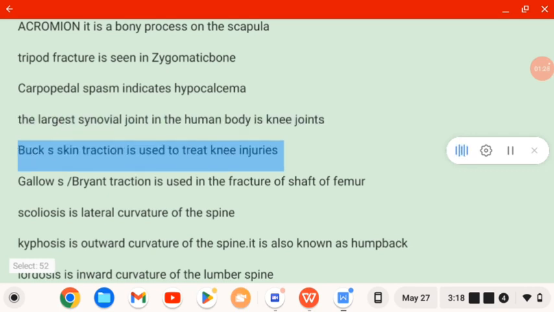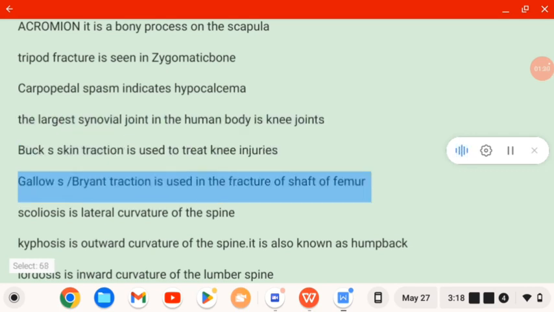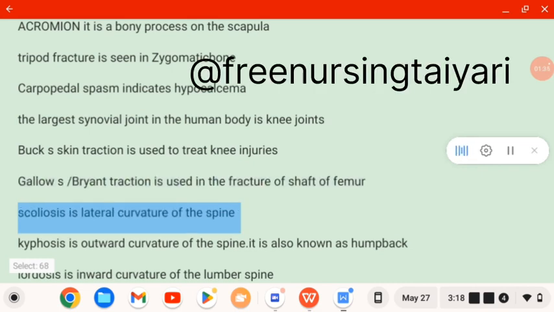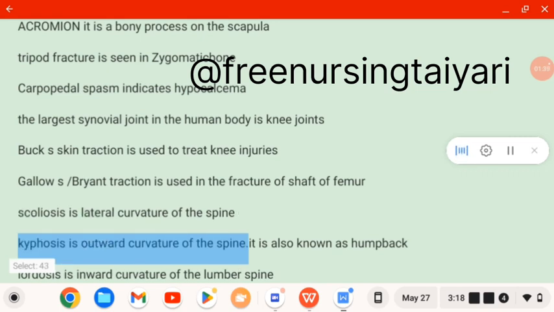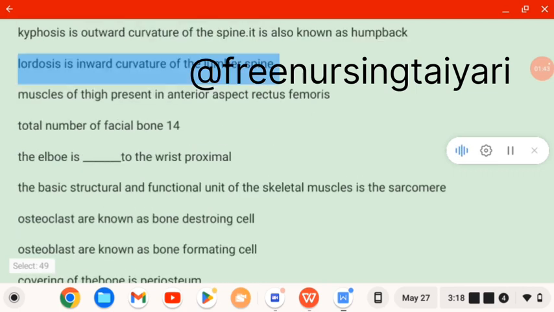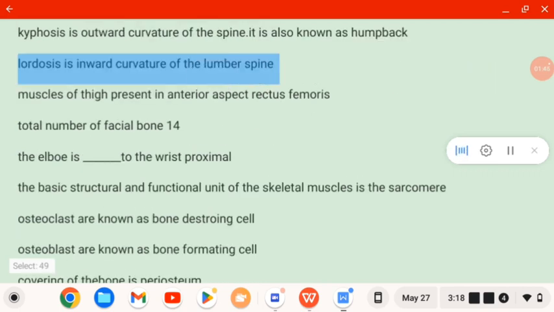Buck's skin traction is used to treat knee injuries. Gallows Bryant traction is used in fracture of shaft of femur. Scoliosis is lateral curvature of the spine. Kyphosis is outward curvature of the spine. It is also known as humpback. Lordosis is inward curvature of the lumbar spine.